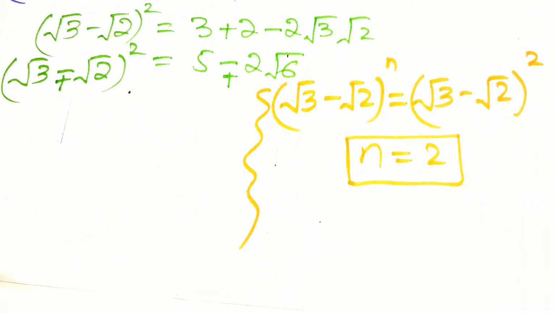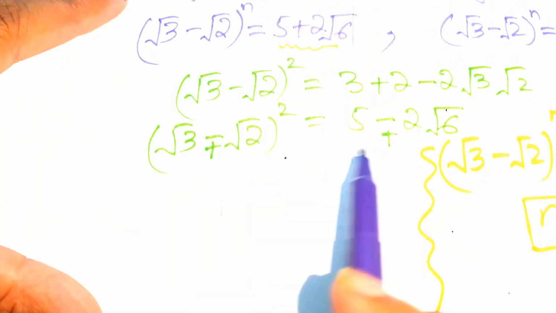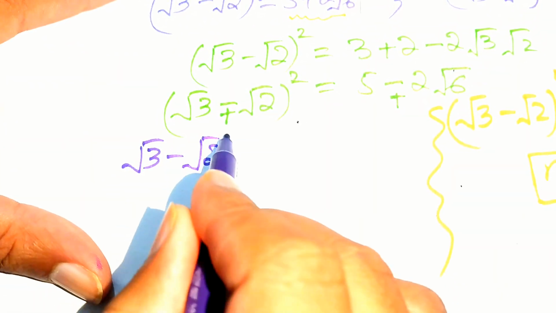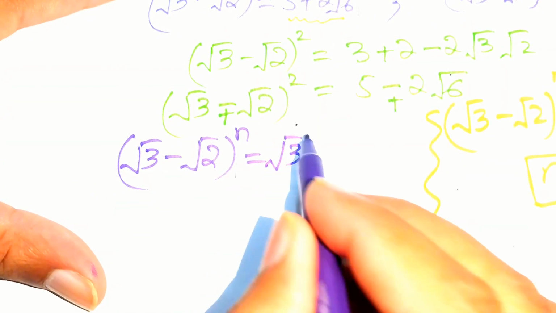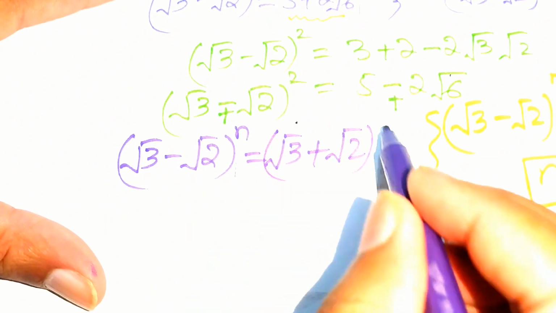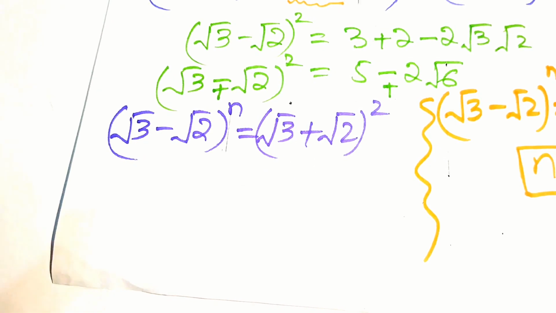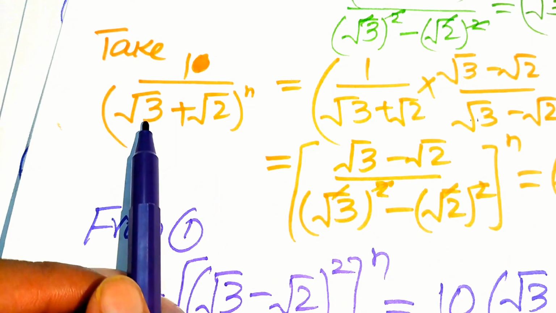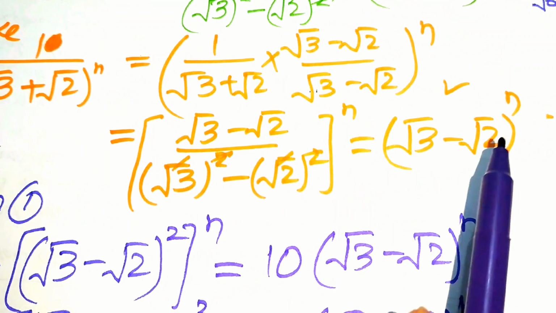n equals 2. Now in order to find the other solution, we need to solve this one. Here we substitute 5 plus 2 square root of 6 equals square root of 3 minus square root of 2 and its whole power n equals, so the positive value equals square root of 3 plus square root of 2 and its whole square. So the positive value equals the square of this positive value. Now focus on the equation we took above: we have 1 over square root of 3 plus square root of 2 and its whole power n equals square root of 3 minus square root of 2 and its whole power n.